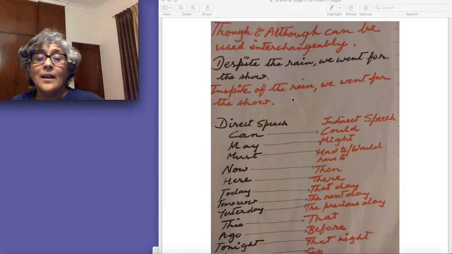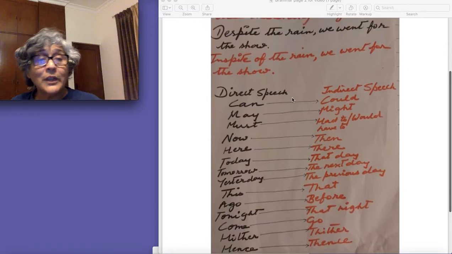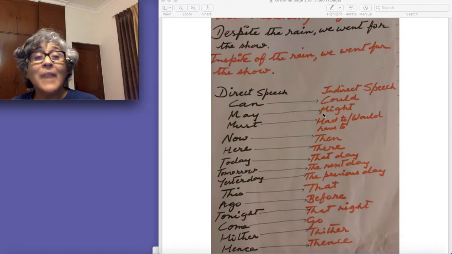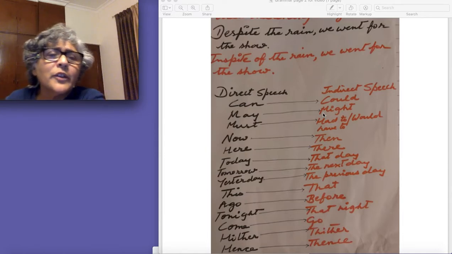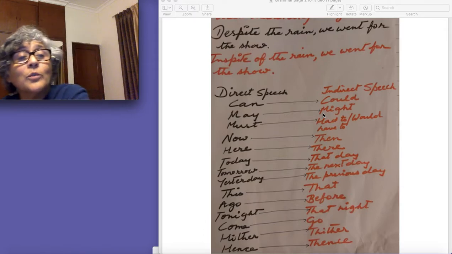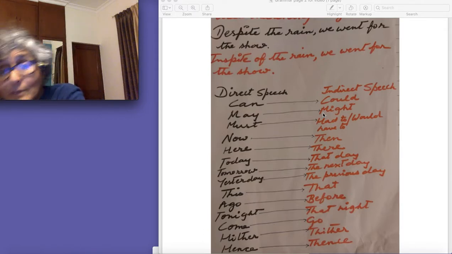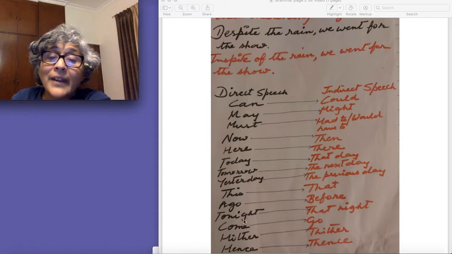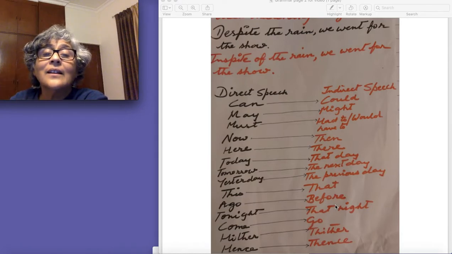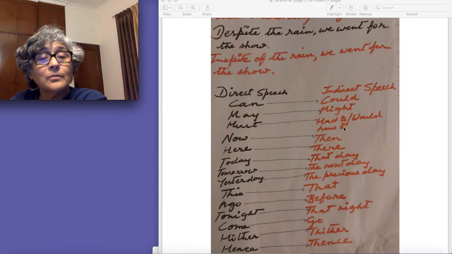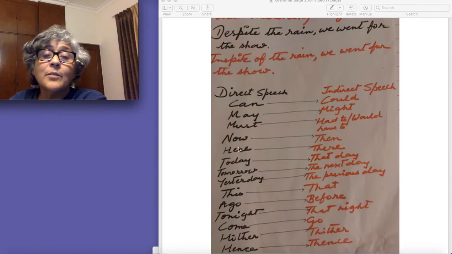Clear? Okay. Something about direct and indirect speech which you need to change. When you change from direct to indirect, can becomes could, may becomes might. My father said, "You may go for the movie tonight." Change into indirect: My father said that he might go for the movie that night. Because tonight becomes that night. So these are rules which you need to know. Must becomes had to or would have to. Yes. Now becomes then. Here becomes there.